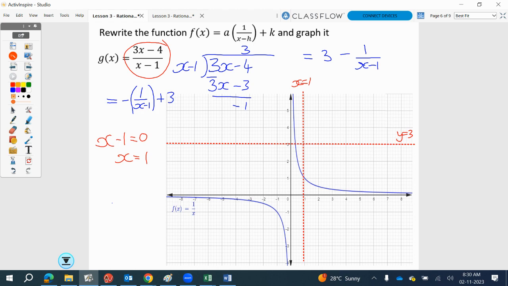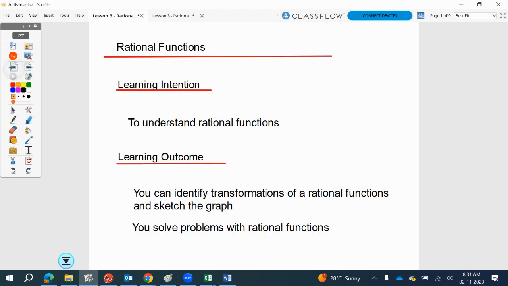So these learning outcomes tell you what the exam questions will be. You can identify the transformations in a rational function, and then you can sketch the rational function. Those are the two things that you could be asked. The function can be given in either of the two forms we've seen so far: the simpler form, where you see the transformation, or the one that needs dividing first. And then you can solve problems. We haven't done that yet.